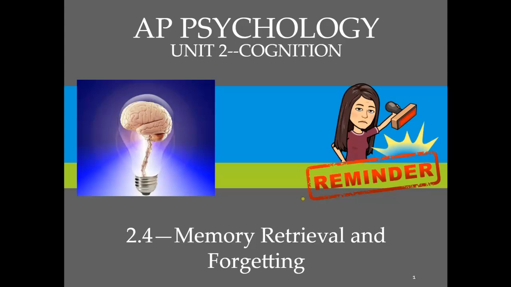Hello, these are Flip Notes 2.4 from our Unit 2 on cognition, and this time we're focusing on memory retrieval and forgetting. How do we get that information back out once we've encoded it and stored it? How can we use it again? Let's go.